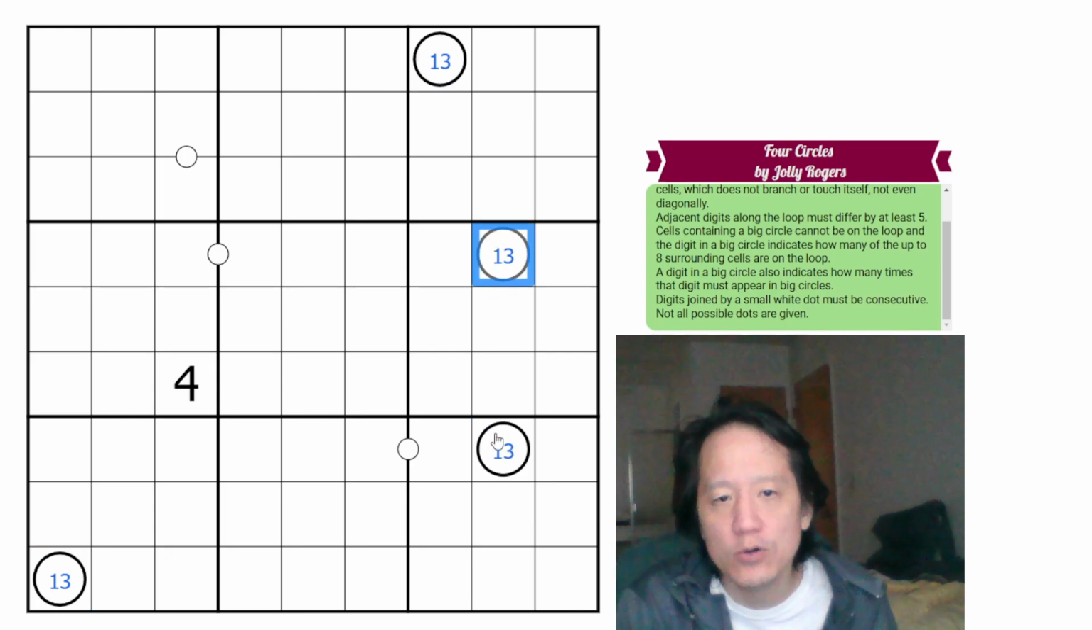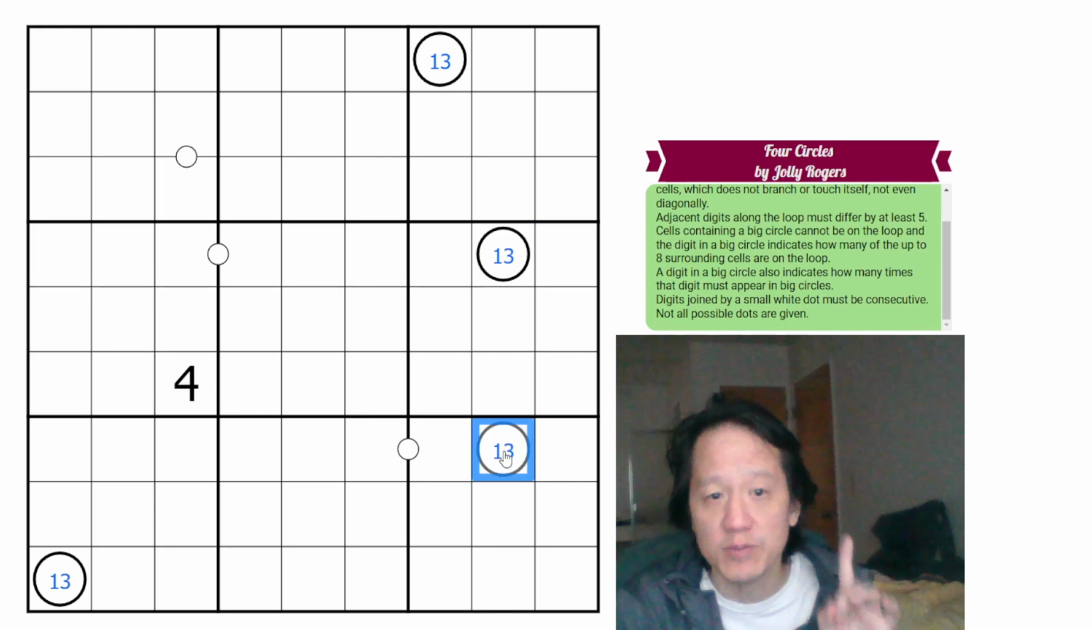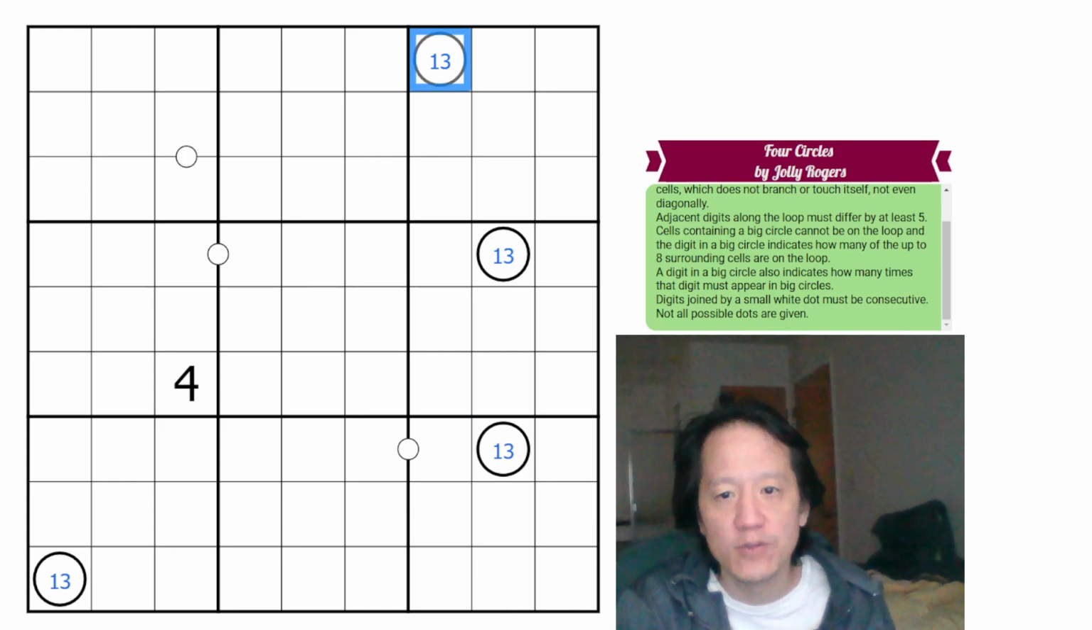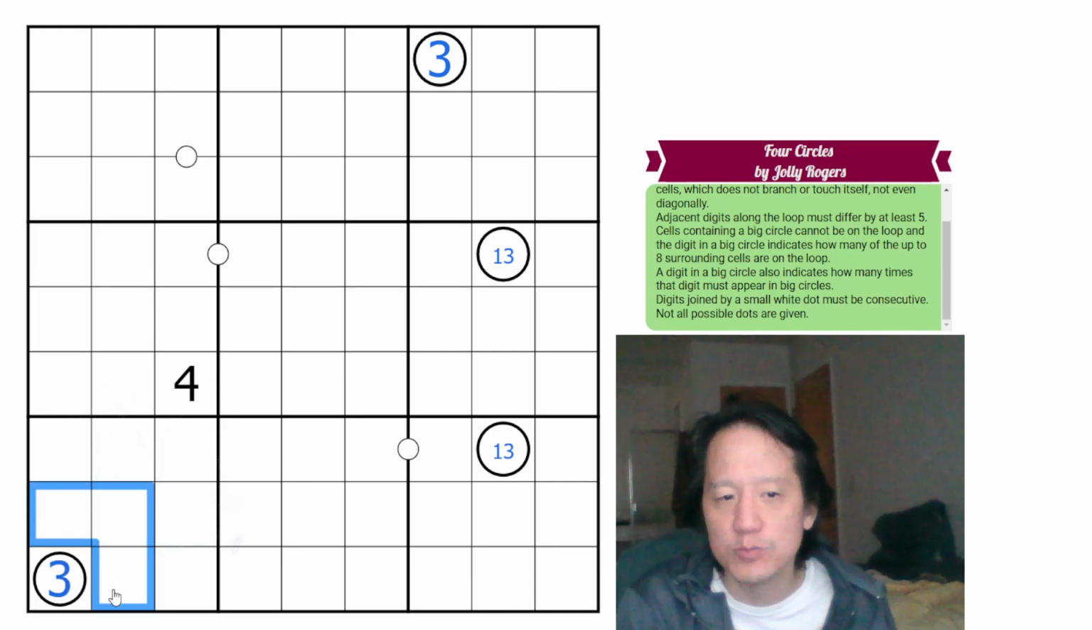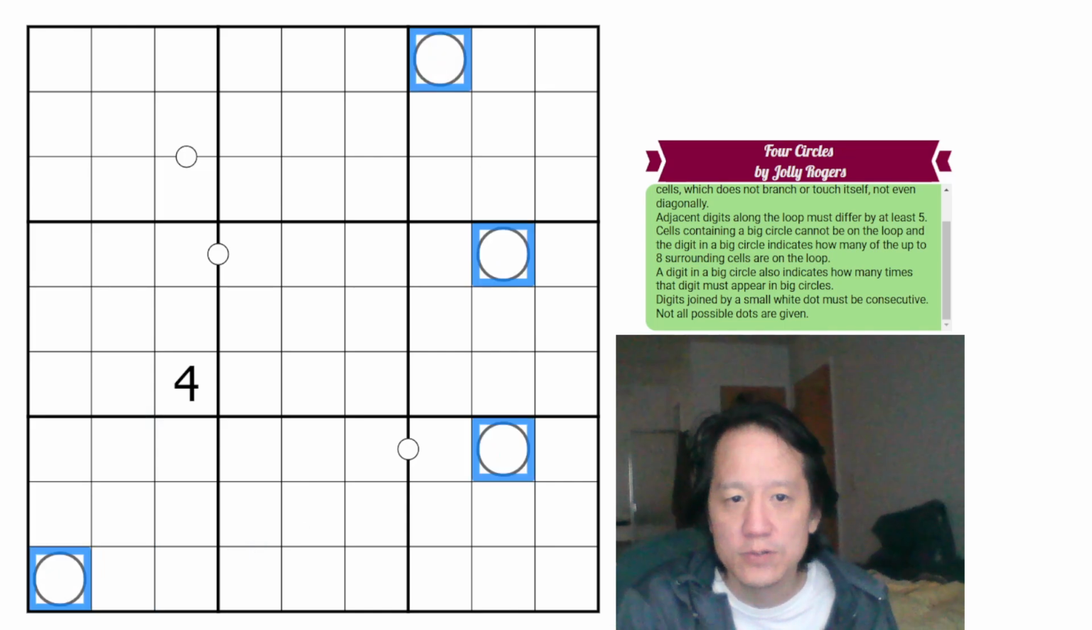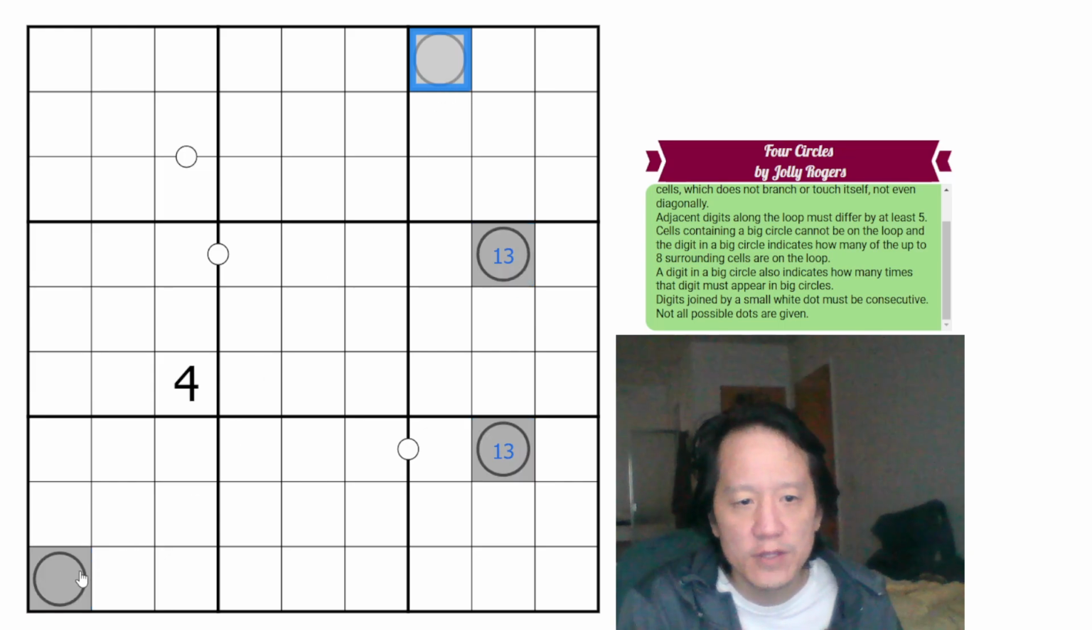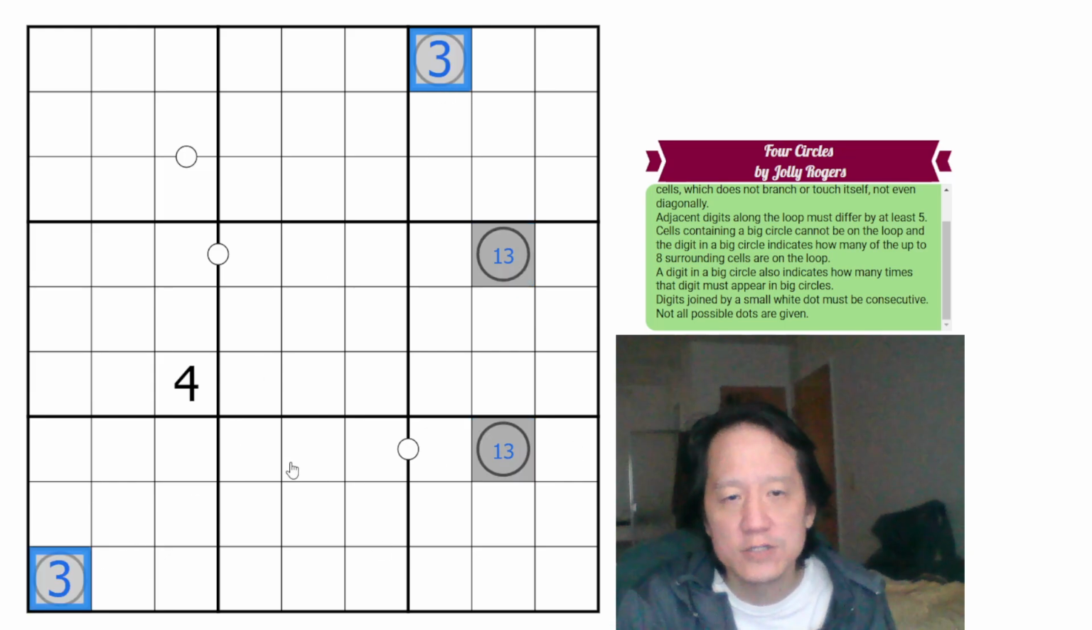Therefore, we know these 2 have to be the 1-3 pair because 1 only appears once in the big circles. Therefore, the rest of the big circles are 3. So this is 3 and this is 3. That's 3 in the corner. We celebrate. First, let's make them gray. We know this is 1 or 3, and we know this is 1 or 3. These two have to be 3. So that's 3 in the corner.